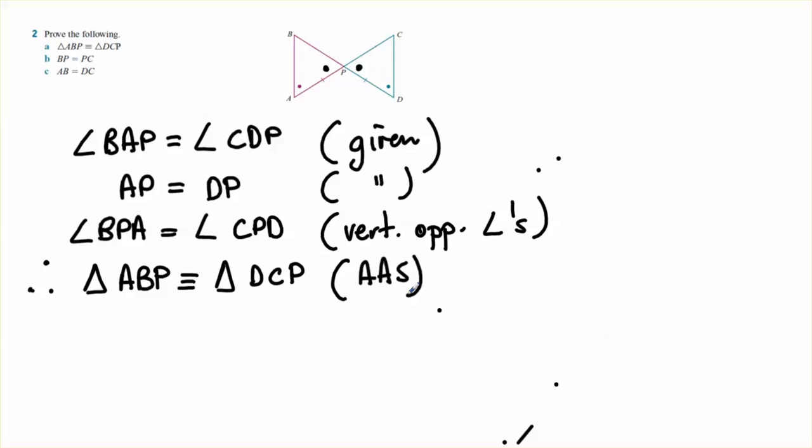This is really straightforward, right? So this is part A. Part B just follows on from our proof. We've just proven in part A that these two triangles are congruent. Now, if they're congruent, then everything about one of them is exactly the same as the other. And so we can say for sure that, we already know that AP equals PD, we can say for sure that AB equals CD, and we can also say for sure that BP equals PC.